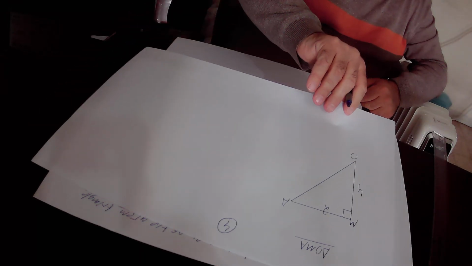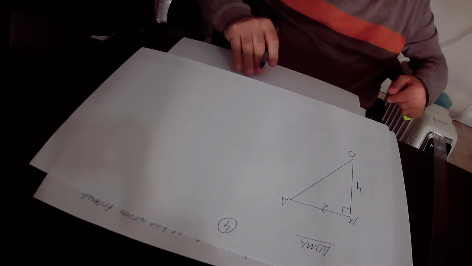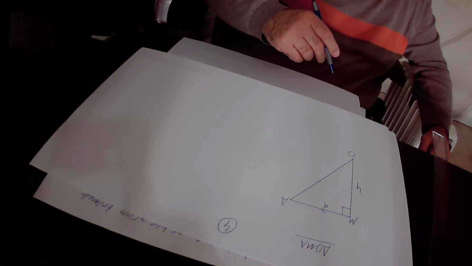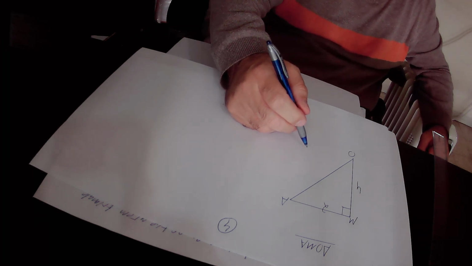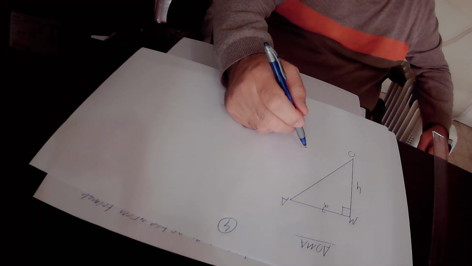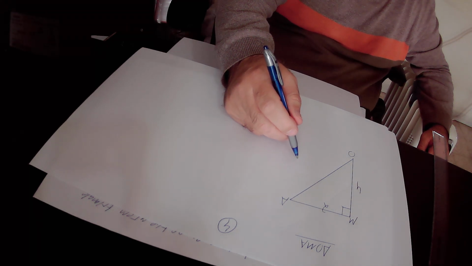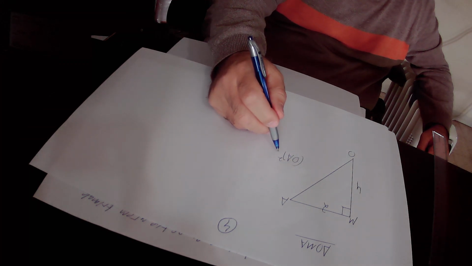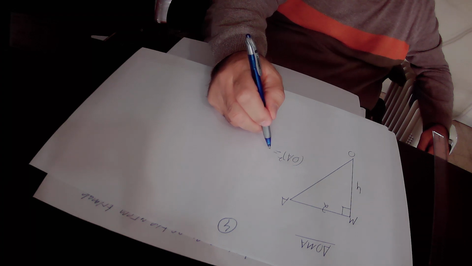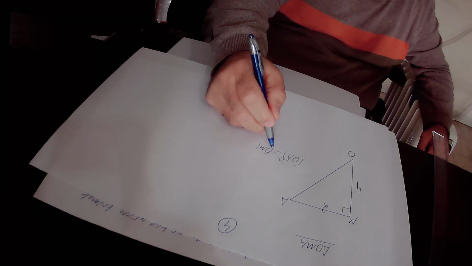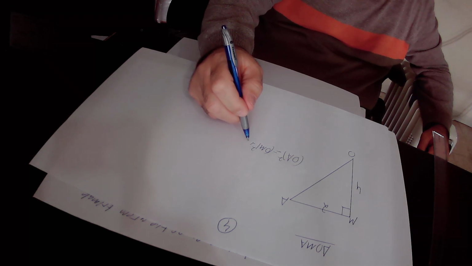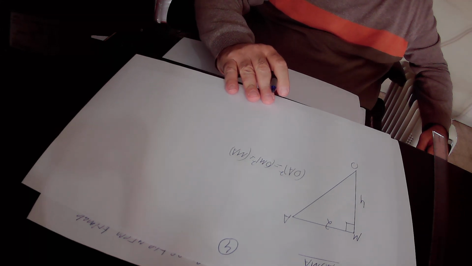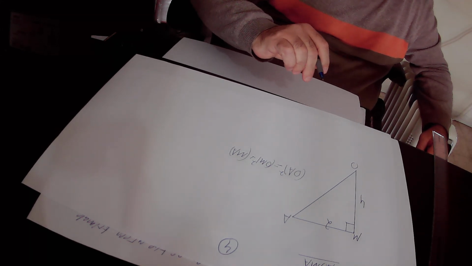This is the right triangle OMA that I copied from the original drawing. Now we will implement on this right triangle OMA the Pythagoras theorem. According to the Pythagoras theorem, the square of the hypotenuse, that is to say OA square, must be equal to the sum of the squares of the perpendicular sides, that is to say OM square plus MA square. Okay? OA square equals OM square plus MA square.